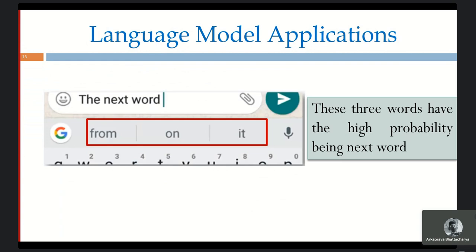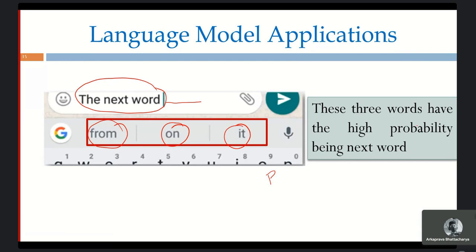you have your WhatsApp with you, you have your Google. Whenever you type something on Google, you always find there are three different words being given as suggestions to the users. Let's suppose you are typing something on your WhatsApp. You find there are three different suggestions being given with respect to the words which you are typing. So how is the system able to understand that the next word should be followed by from, on, or it? This would be based on the higher probability word which can be generated with respect to these previous words. So this is actually the concept of language models.